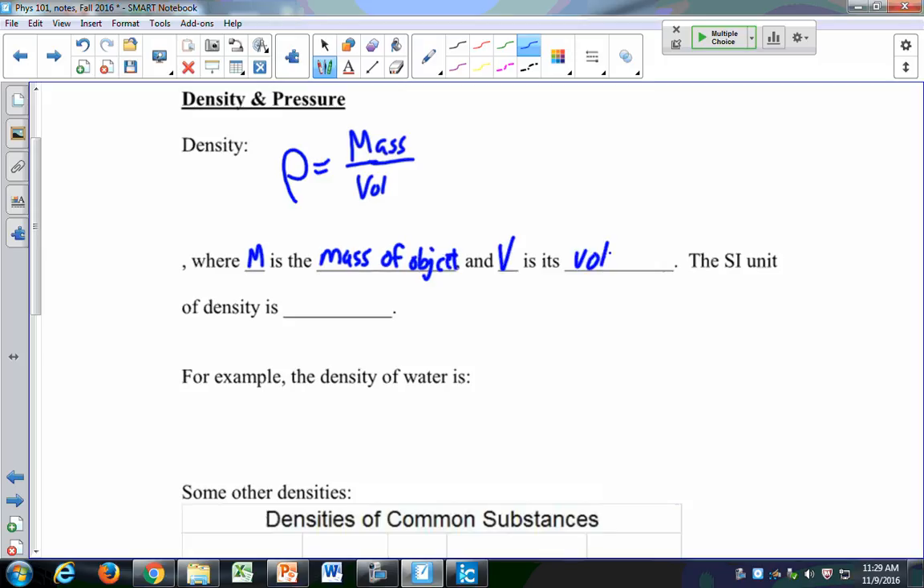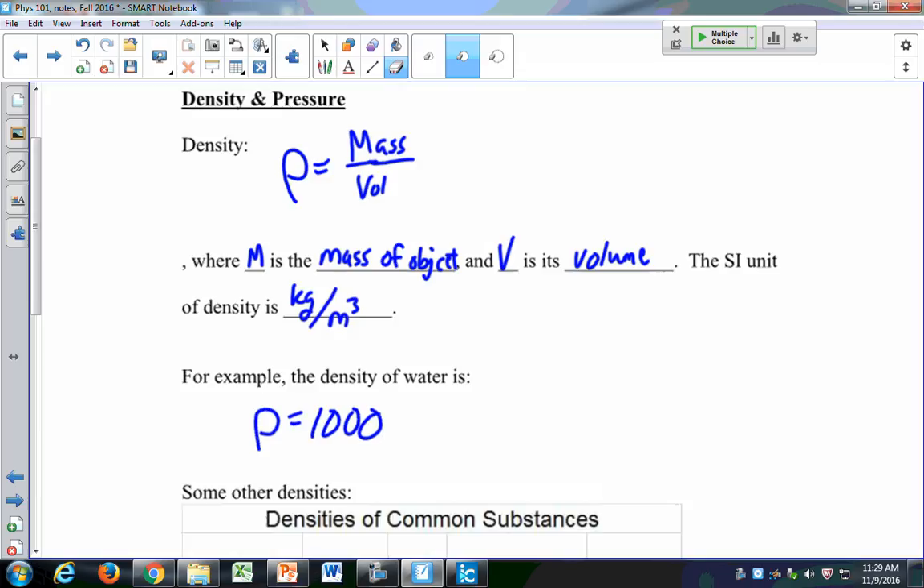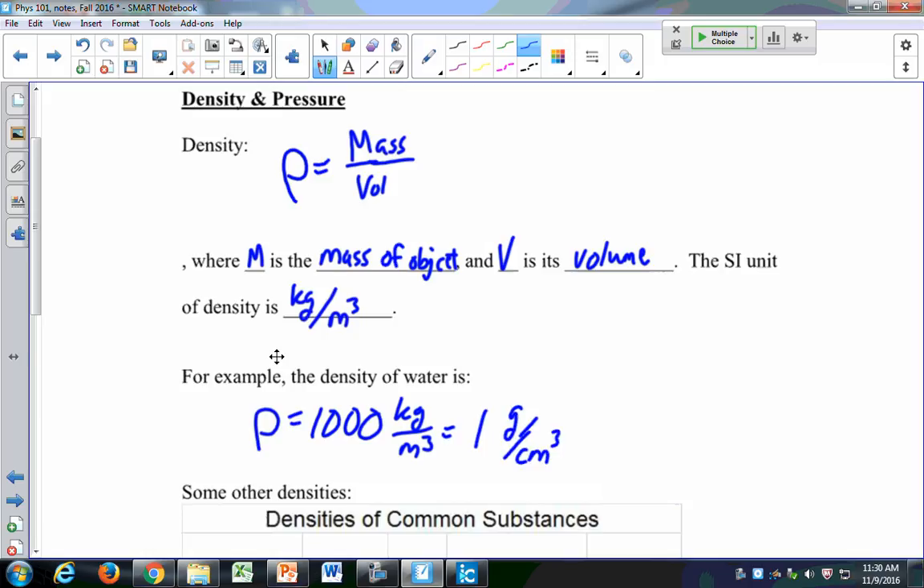And V is its volume. And the SI unit of density is kilograms per cubic meter. The density of water, just for example, is good to know, is 1,000 kilograms per cubic meter. Imagine that. If you have a cubic meter of water, that would be enough water to fill this square right here, because these tiles are about a meter square. This would be 1,000 kilograms. Isn't that something? That's a lot of mass. Water's pretty heavy. 1,000 kilograms per cubic meter, and that's equal to 1 gram per cubic centimeter.